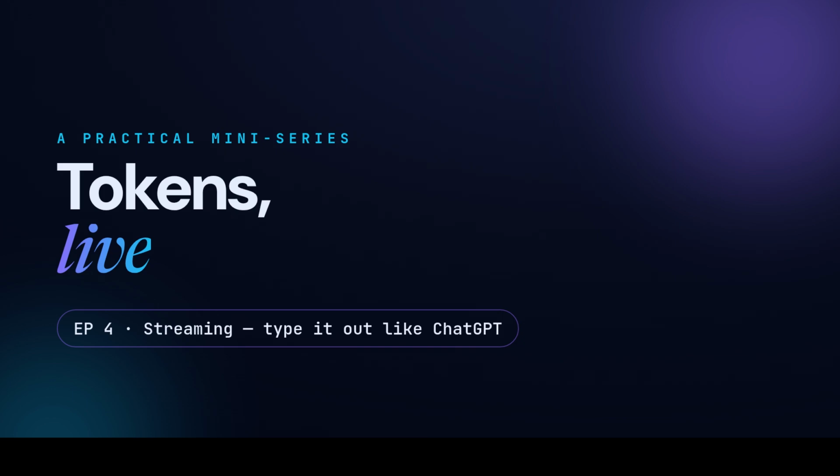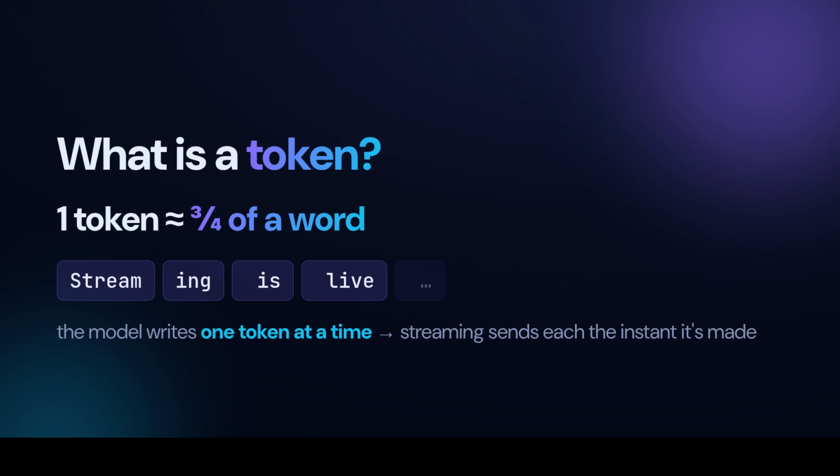When you ask ChatGPT something, the answer types itself out, word by word. Our gateway doesn't do that yet. It makes you wait for the whole thing. Today we will fix that. We will add streaming, and to get it, you first need to know what a token actually is.